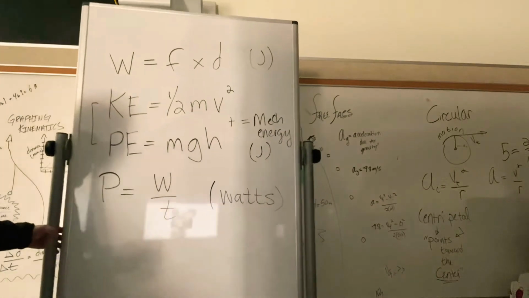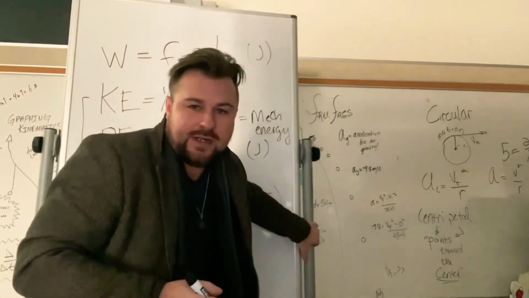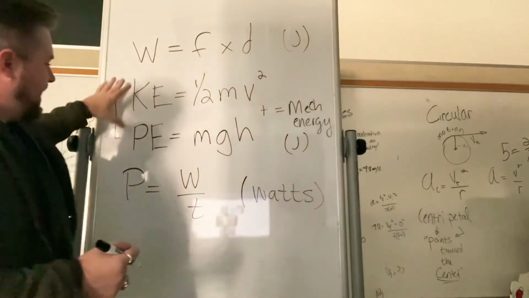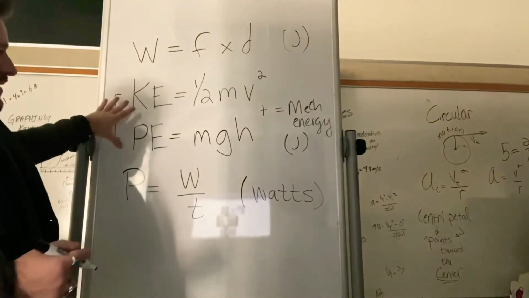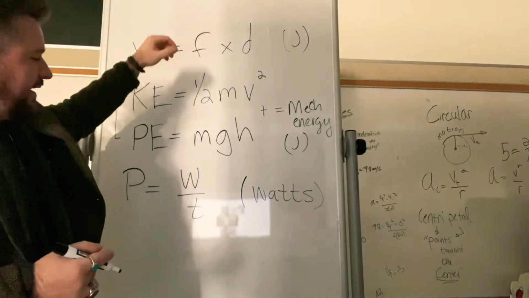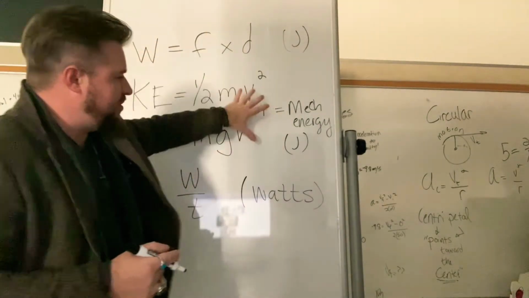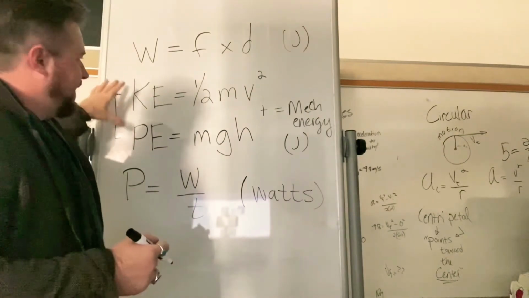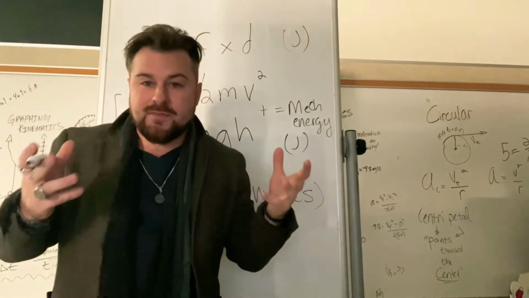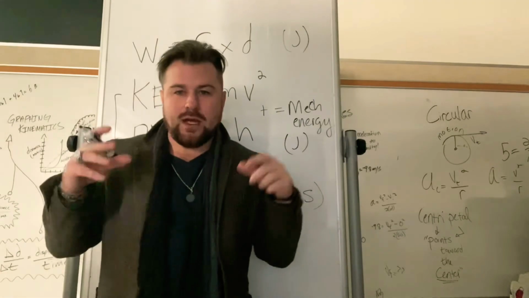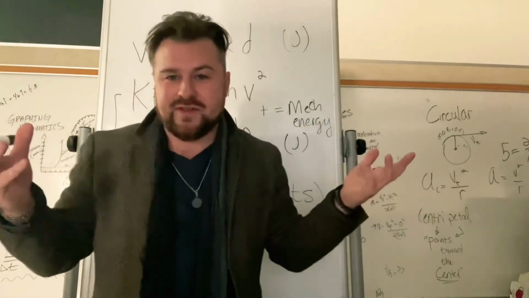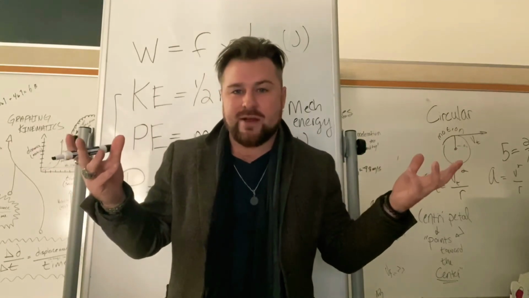Now, the surprise that I want you to see here is that we have work, kinetic and potential energies adding up to mechanical energy, and power. All these are in joules, but this one is in watts. Why do you think work and energy are both measured in joules? Because they're the same thing. Work and energy are the same thing. It's just two ways to talk about the same thing.